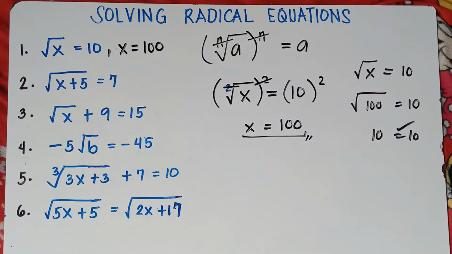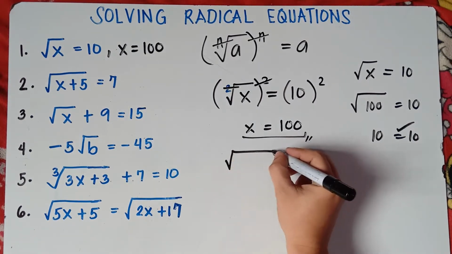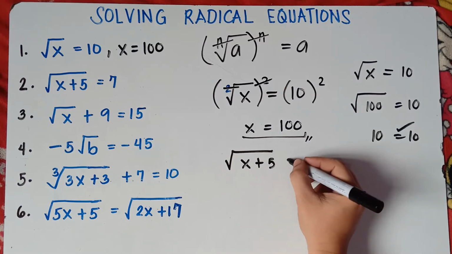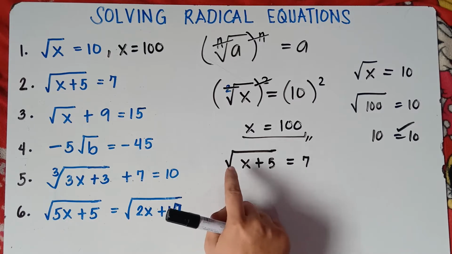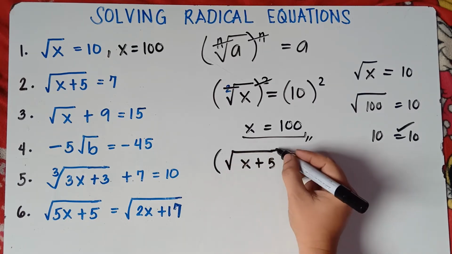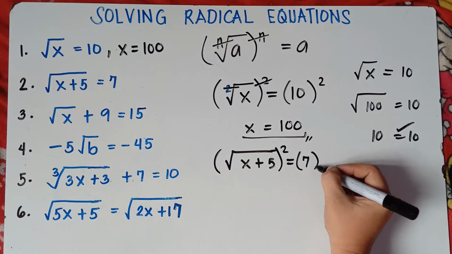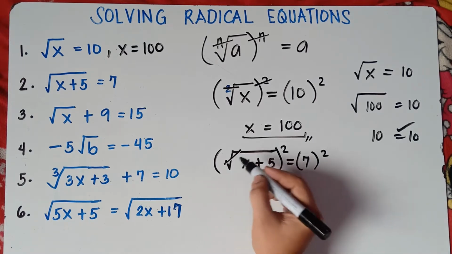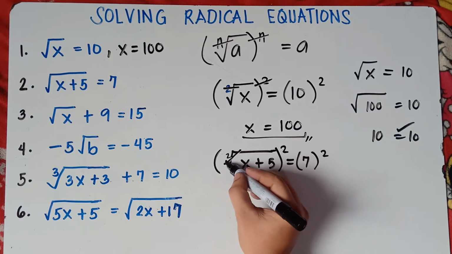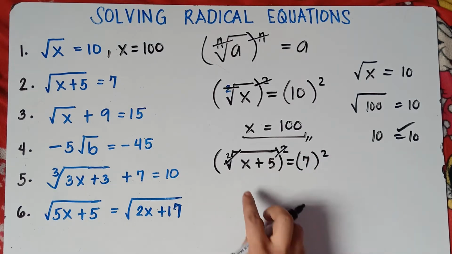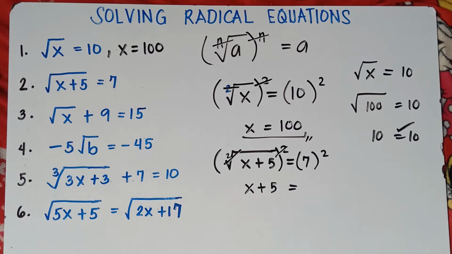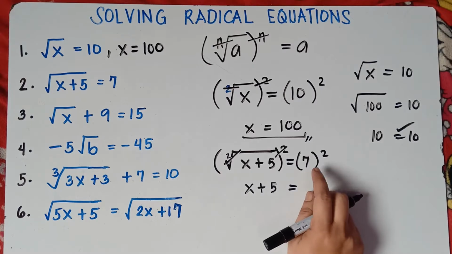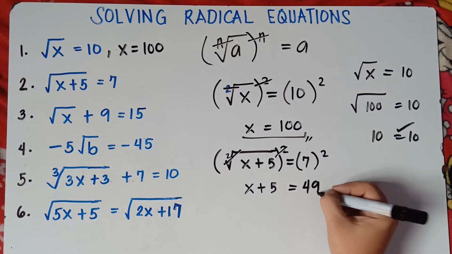Alright, so let's try number 2. We have the square root of x plus 5 equals 7. To eliminate the radical symbol, you square both sides, class. We can cancel the radical symbol because the index here is 2. The remaining will be x plus 5 equals 7 squared. What's 7 squared? 7 times 7, and that is 49.